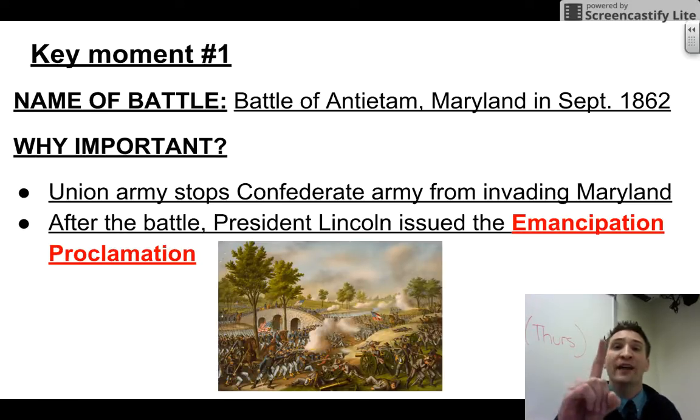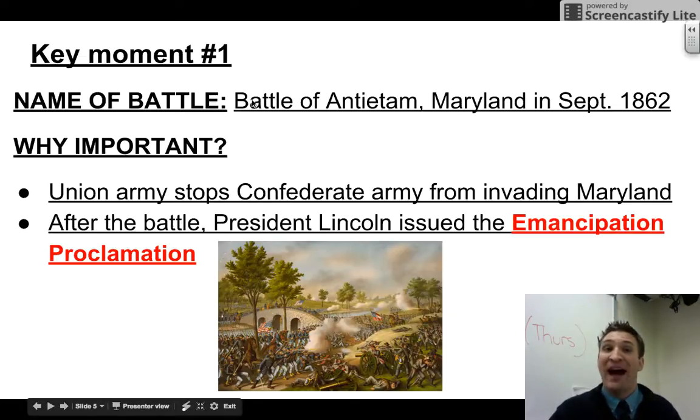Key moment number 1 in the fighting of the Civil War. The name of this first battle was the Battle of Antietam. It was in Maryland, and it took place in September 1862. Why was Antietam important? First, the Union Army stops the Confederate Army from invading Maryland. Second, after the battle, President Lincoln issued the Emancipation Proclamation. And here's an image that shows the battlefield in Maryland.